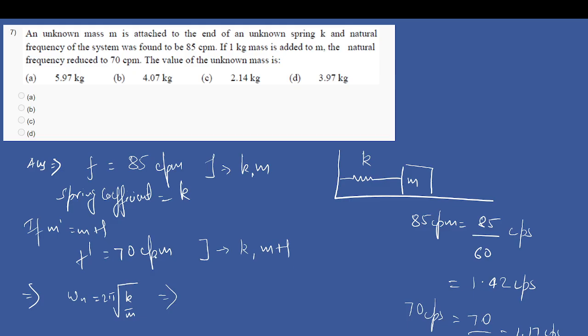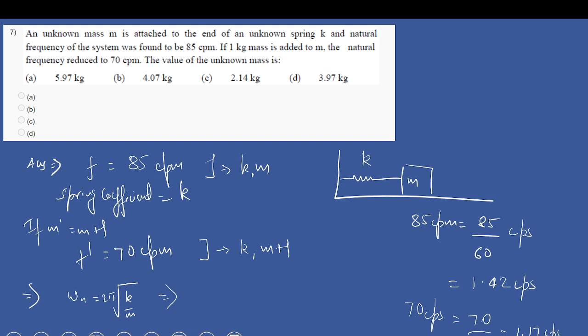So in the first case, they are saying the natural frequency is this, and then this is this. Your f1 is 1.42 cps, and f2 is 1.17 cps. In the first case your mass was m, and in the second case your mass is m plus 1.